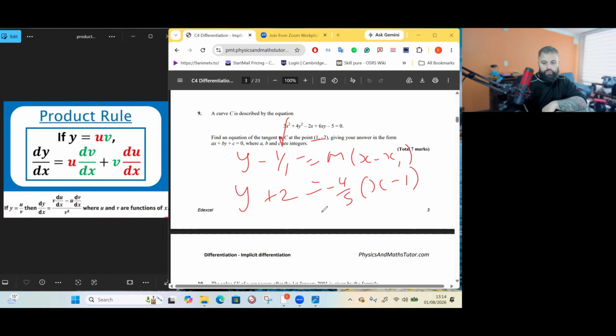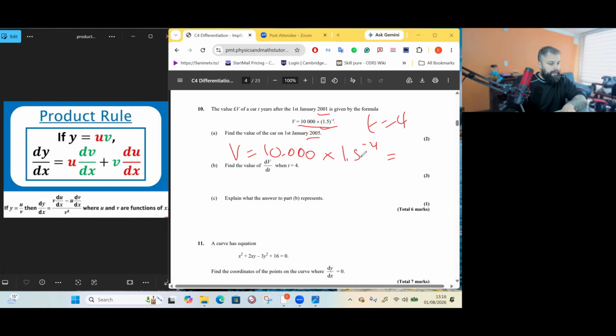Find out at the 2005. So between 2001 to 2005, that is t equal to 4 years. So you substitute it into this. So this is my calculation. And then what I'm going to get is the answer 1975.31.